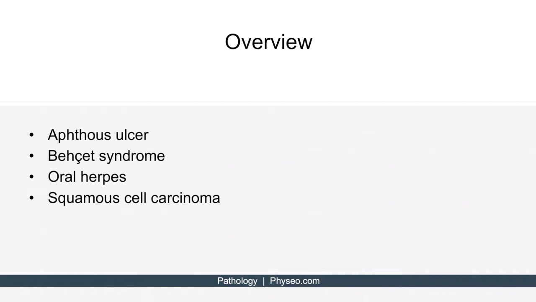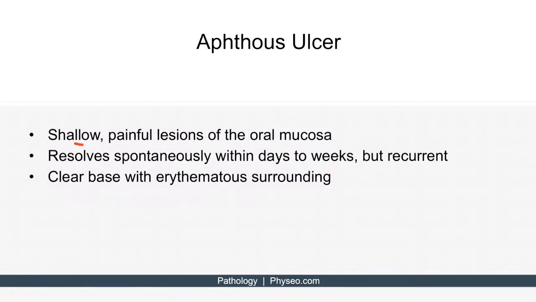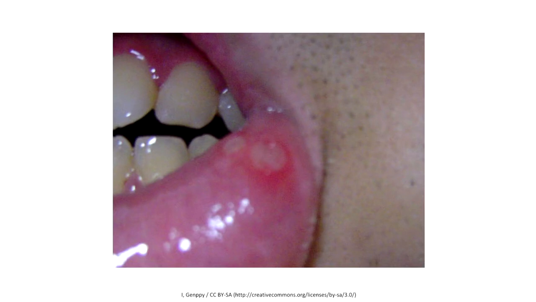Let's begin by discussing aphthous ulcers. These are shallow and painful lesions of the oral mucosa. It resolves spontaneously within days to weeks, but is often recurrent. A clear base with an erythematous surrounding can be found on gross examination. Here's an image of this. Notice the clear base with an erythematous surrounding right here.